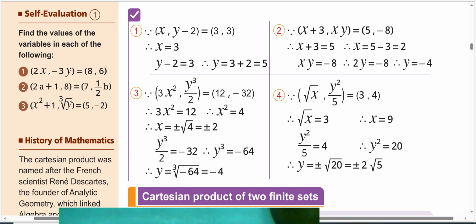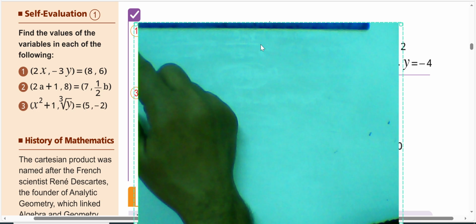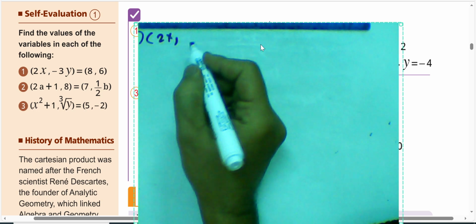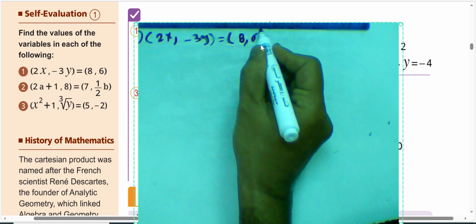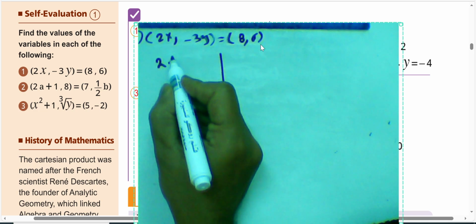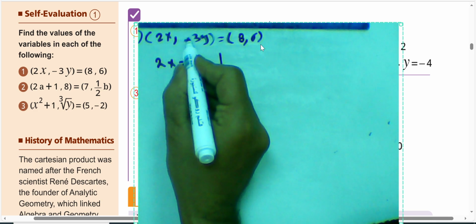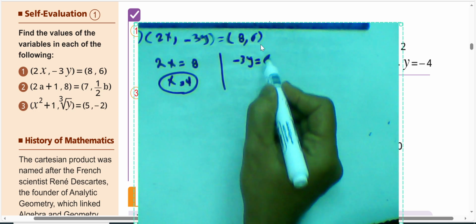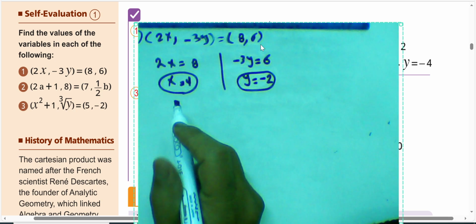Here, self-evaluation number 1. Look here. Number 1: if we have (2x, negative 3y) equal to (8, 6), then the first projection equals the first projection and the second equals the second. Then x will be equal to 4, and then negative 3y equals 6. The value of y equals 6 divided by negative 3, which equals negative 2. We have the values of x and y. That's question number 1.